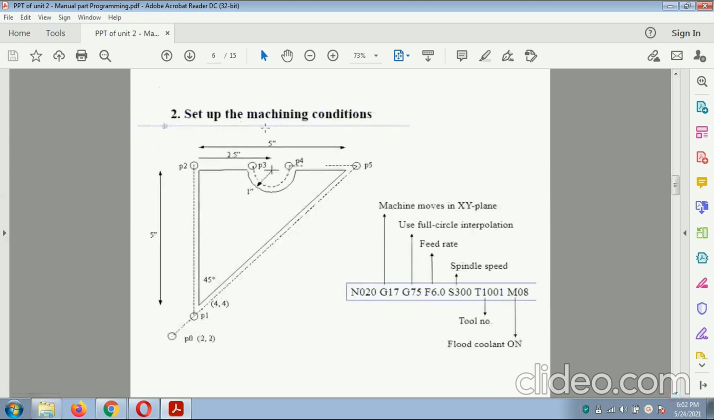The second step is to set up the machining conditions. For this, N20 uses G70. The machine moves in the XY plane. G75 uses full circle interpolation. F is the feed rate, S300 is the given spindle speed, T1001 is the tool number, and M01 is the coolant on position. The cursor then goes to the P1 position.